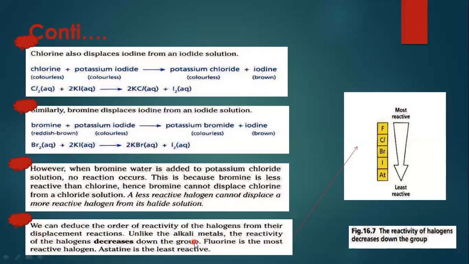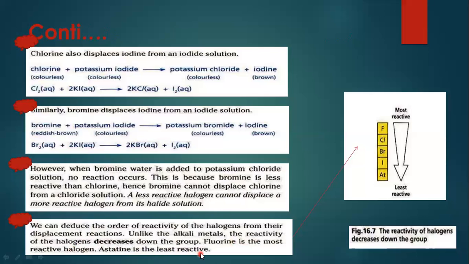Unlike the alkali metals, the reactivity of halogens decreases down the group. Okay, that point is very important. If we compare the reactivity of group 7 elements with group first elements, that is the alkali metals, then we come to the point that in alkali metals the reactivity was increasing from top to bottom, while in group 7 elements or halogens the reactivity decreases down the group. So fluorine is the most reactive halogen and astatine is the least reactive.